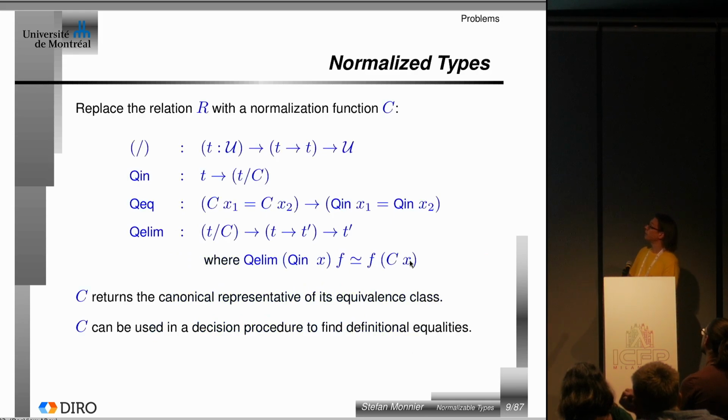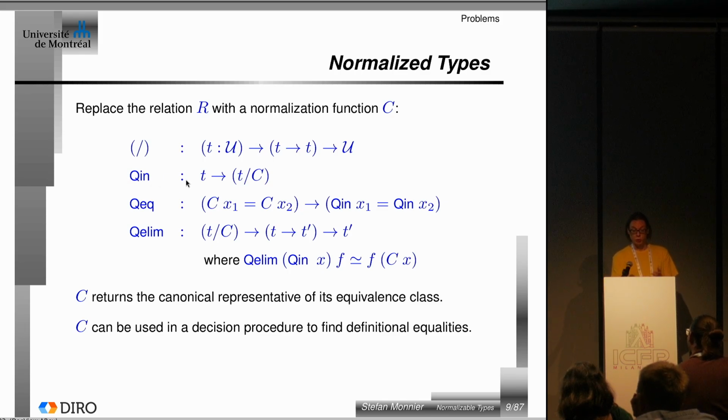So what are normalized types, which I mentioned? It's something that I have not myself invented. It's been existing for a while. There are a few different versions of it, but basically the fundamental idea is that you define your quotient based on a canonicalization function. So your slash type now takes a base type t, and instead of a binary relation, it takes just a function from t to t, which returns the canonical representative for each equivalence class.